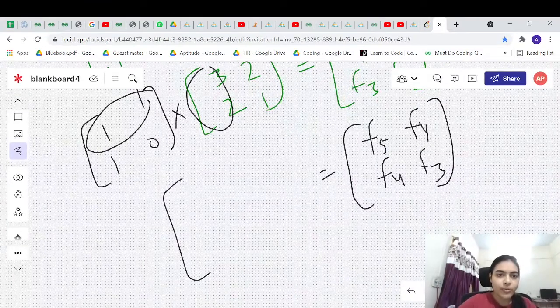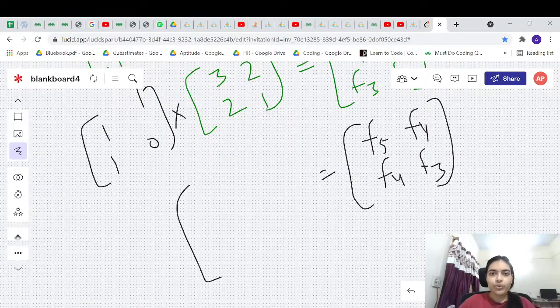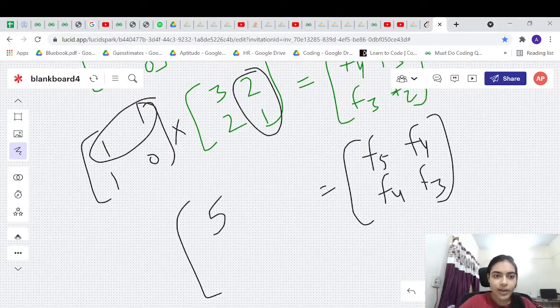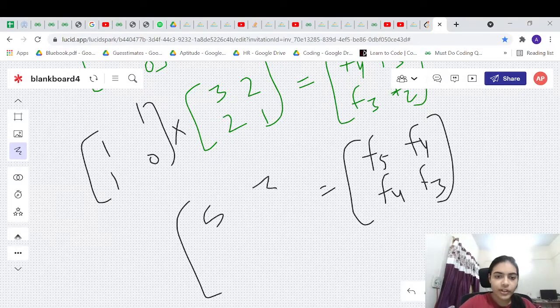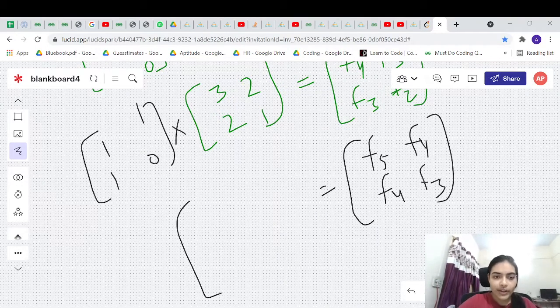Just multiply. 1 into 3 is 3. 1 plus 1 into 2 is 2. 2 plus 3 is 5. Right? Just multiplying the matrix. Multiply this value with this. 2 plus 1 is equal to 3. You'll get 3. Multiply these two values. 1 into 3 is 3. So you'll get this. Multiply this with this. 1 into 2 is 2. And you will get this value. So 5, 3, 3, 2.